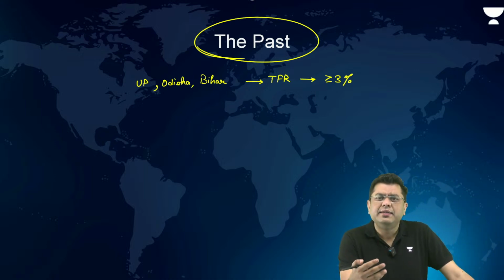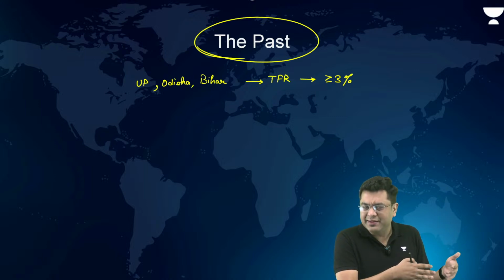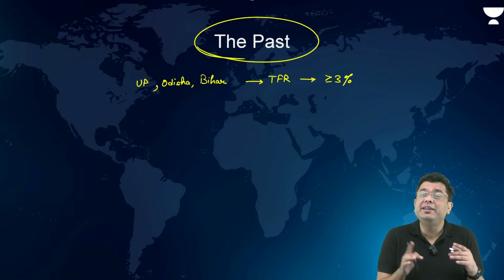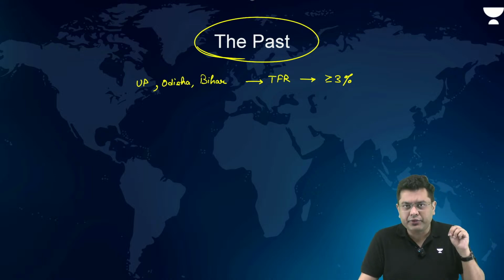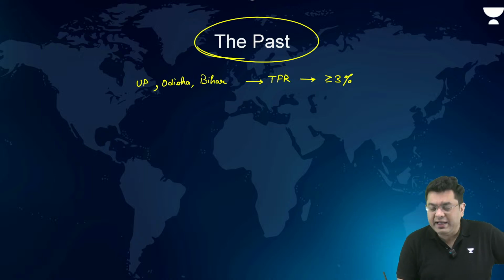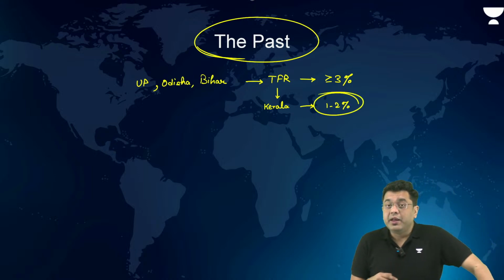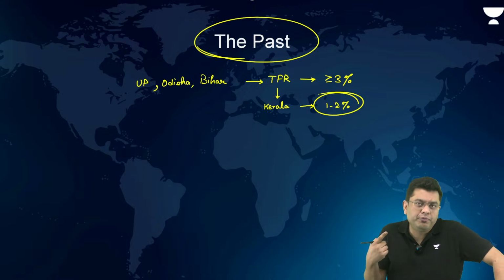Total fertility rate is the number of offspring that a reproducing mother has on average in her reproducing cycle. So it is more than 3. That means on an average, every individual is reproducing 3 kids. Whereas the total fertility rate of states like Kerala is roughly 1 to 2. Now, mind you, this 1 to 2 is less than the replacement rate of population.